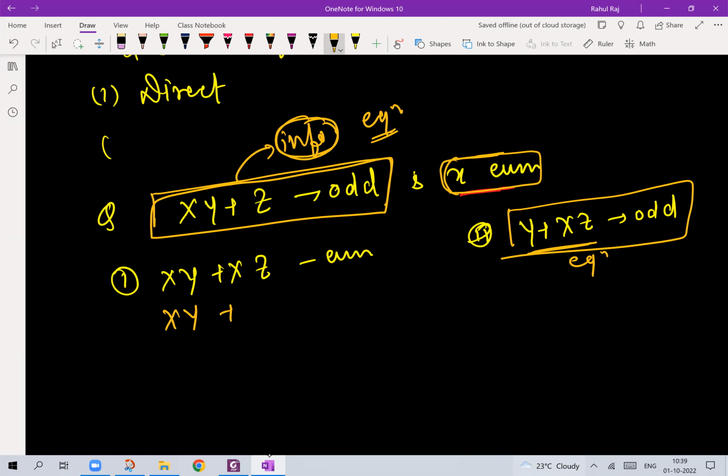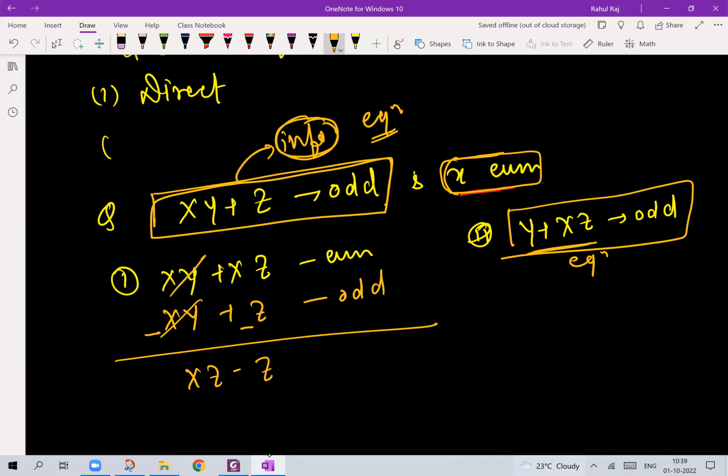Now imagine I say xy plus z is an odd integer. How do I solve these two equations? Solving any two equations means you try to bring the complexity of the equation down as much as you can. I see that there is an xy here also, and an xy here also. Can I subtract the entire term? This is negative, this is negative, so xy gets cancelled.